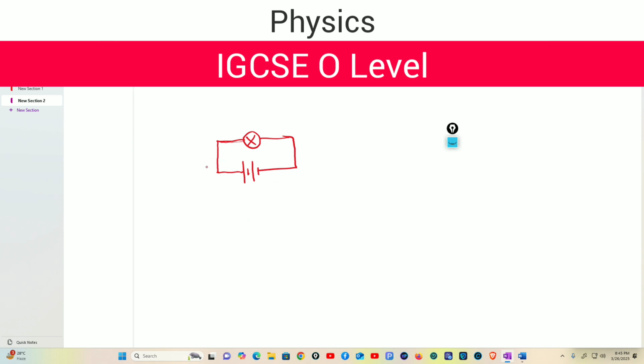So to measure the current through the circuit, we need an ammeter. This one is the symbol of an ammeter, and this one is the bulb. This one is the DC power supply switch. If we want to measure the voltage across the bulb, then we need a voltmeter. So this is a circuit.